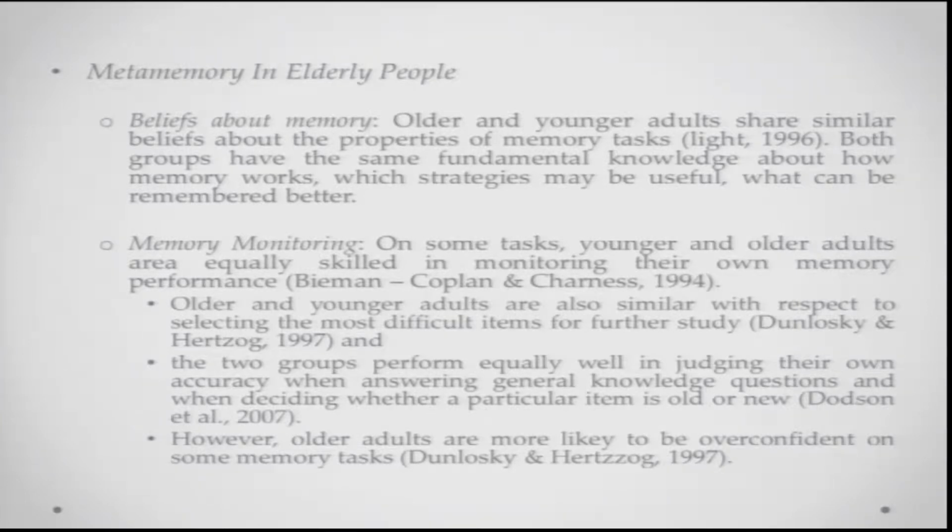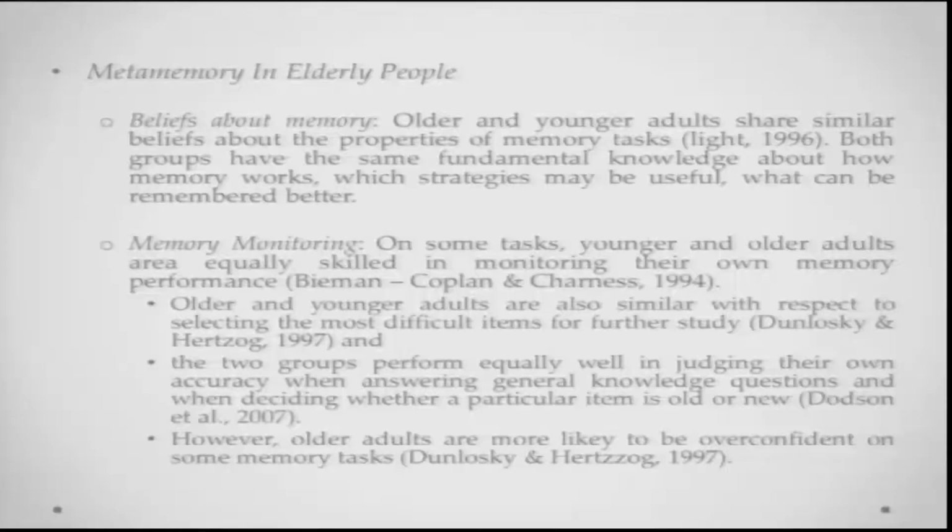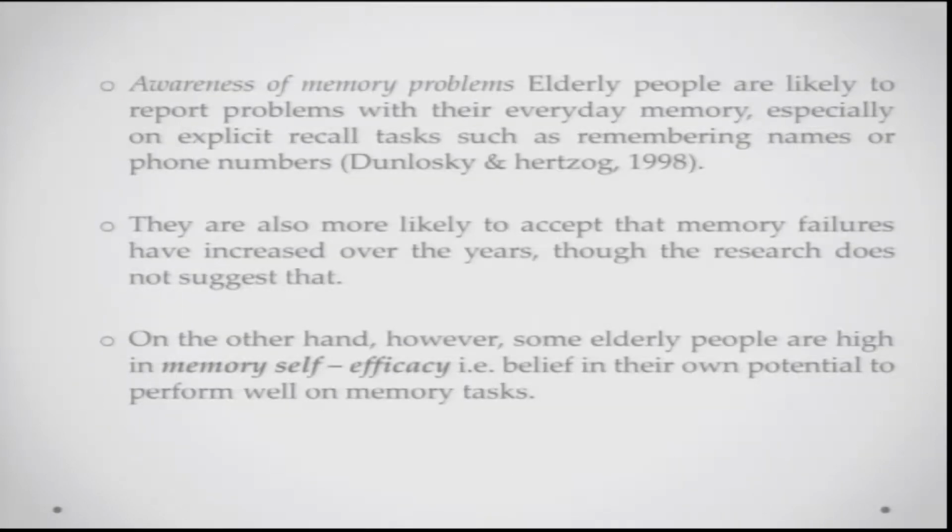The two groups also perform equally well in judging their own performance and their own accuracy when answering general knowledge questions and when deciding whether a particular item is old or new. So they have almost an equal sense of how well they are doing on a task. However, older individuals are slightly more likely to be overconfident on some memory tasks than others. So that's the difference in monitoring capabilities.